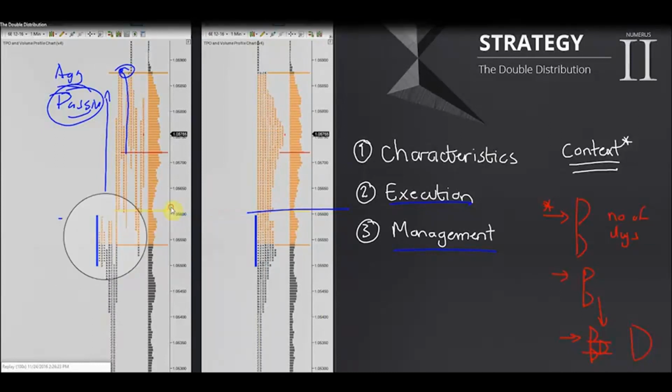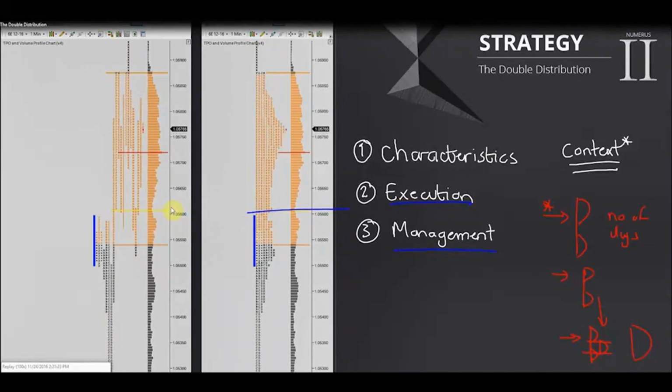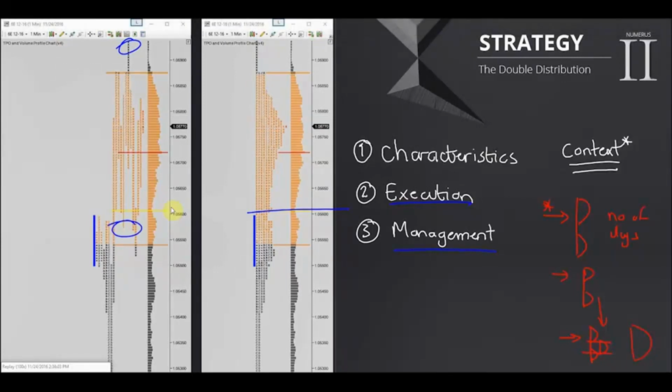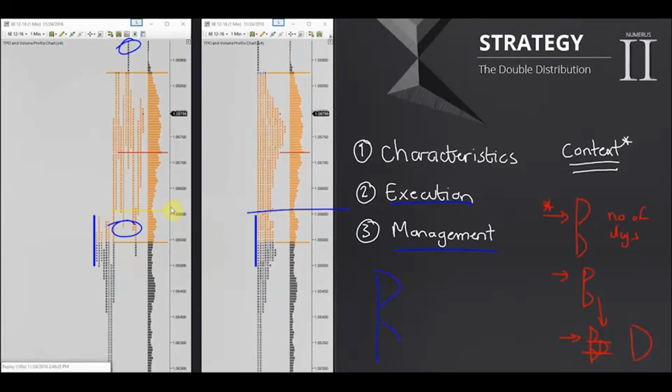Now note, just to finish off, notice how the market, once it's found a high point and a low point, then continues to do what the strategy suggests, which is when we have a double distribution, we fill out and fill in the area.